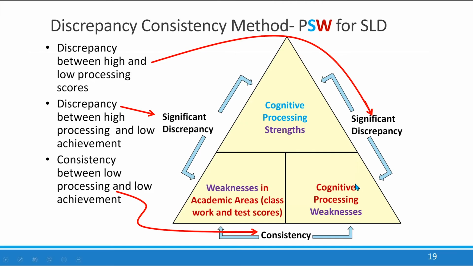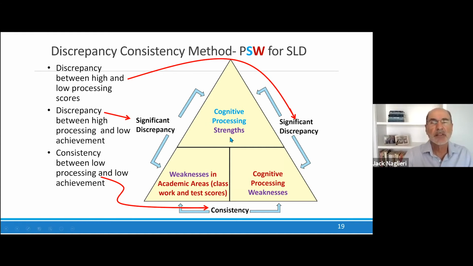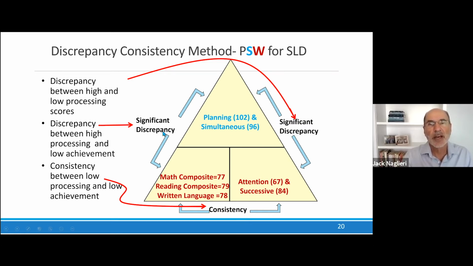But here's the model, the Discrepancy Consistency Method that we talk about. So at the top are his strengths. Why don't we spend enough time on strengths? We need to. And with PASS theory, we always are talking about strengths at the top of the triangle. Weaknesses, yes. There's your disorder in processing. And then academic weaknesses on the left-hand side of the triangle. But the really important piece is the consistency. It's not a coincidence that the child who has certain kind of academics has a certain kind of cognitive processing disorder. And with Alejandro, low in attention and successive processing and these academics, but he had strengths.